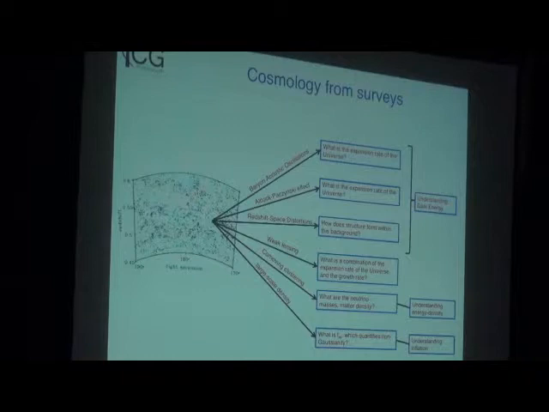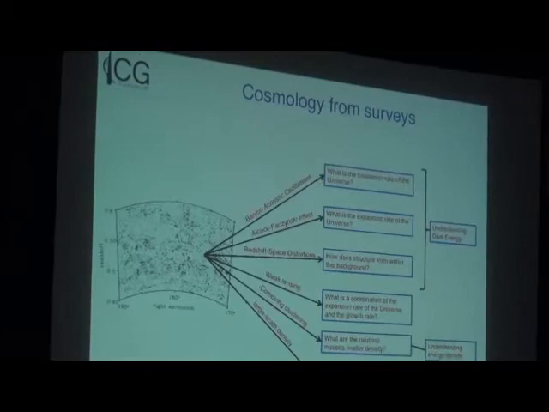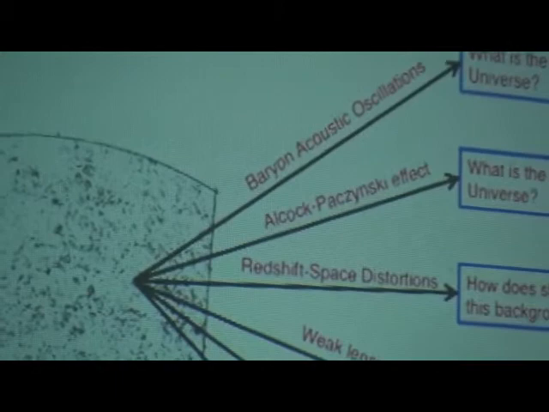When you have a galaxy survey, there is an awful lot of cosmological science and information that you can get out from it. That's because there's a large number of physical processes that add together to give you the observed clustering, the observed distribution of galaxies that you see. And this plot gives you a brief overview of some of that physics. I'm going to talk about baryon acoustic oscillations. I'm going to talk about the Alcock-Paczynski effect and redshift space distortions.